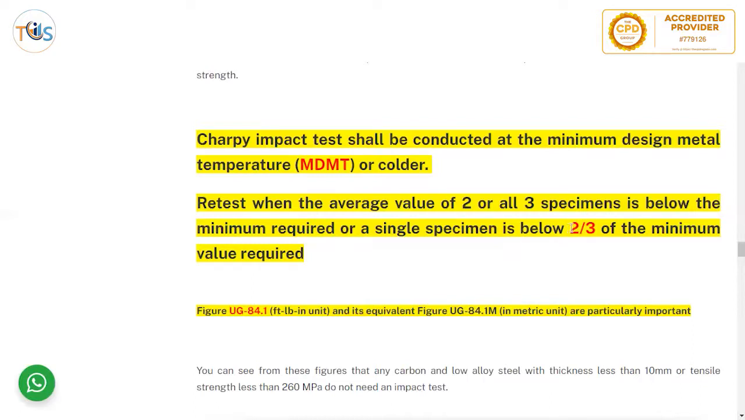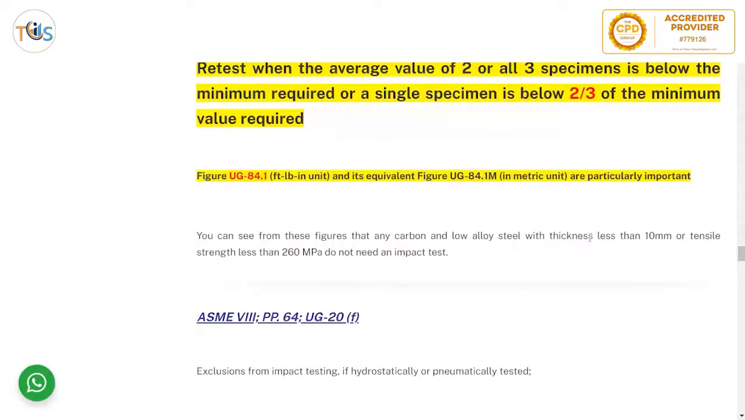None of these test results, these 3 Charpy test results, should not be below 2/3 of the minimum value. Okay. So there might be a question coming asking, we got 3 specimens and the average is meeting the average requirement, the minimum value, the average of these 3, but one of them is below the 2/3 of that. So then in that case, the test is rejected totally, and you have to retest with another 3 specimens or deal with it.